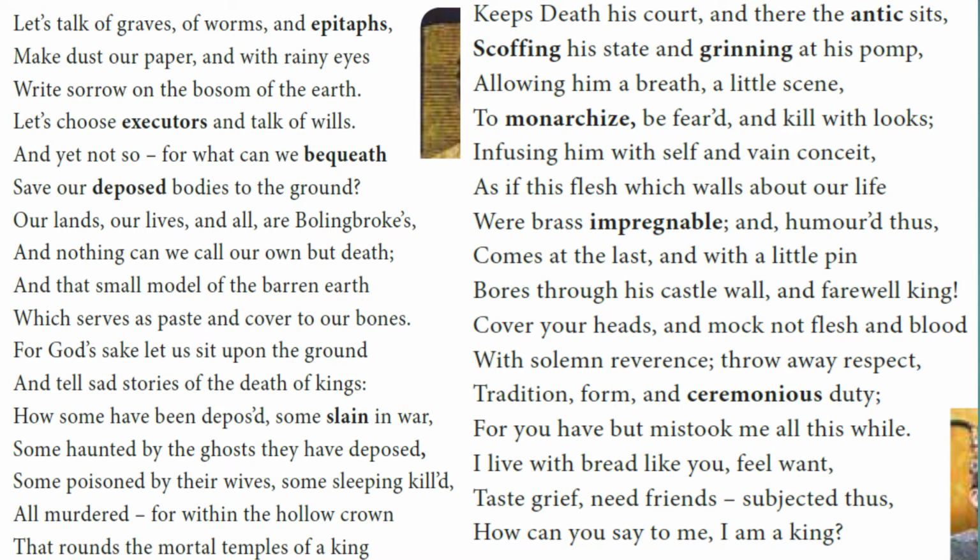So he says, the small model of barren earth, which serves as a paste and a cover of our bones. Finally, when we are buried, it is the small model of the barren earth that serves as a paste and cover for our bones, which covers our body under bones. Finally, he refers only to the dead bodies. For God's sake, let us sit upon the ground and tell sad stories of the death of kings.